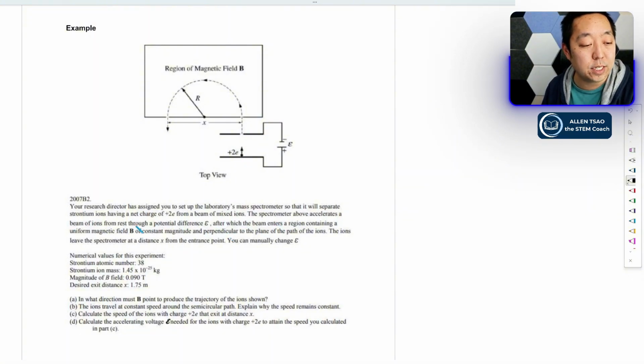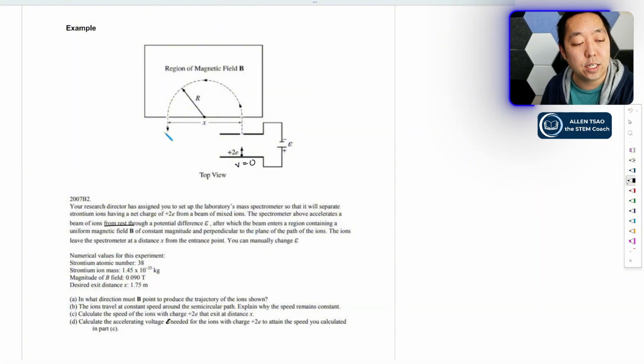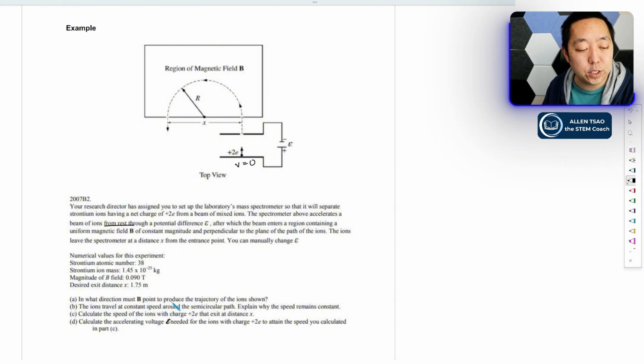The spectrometer accelerates a beam of ions from rest, so the velocity is 0 here, through a potential difference of epsilon, after which the beam enters a region containing a uniform magnetic field B of constant magnitude perpendicular to the plane of the path of the ions. The ions leave the spectrometer at a distance x from the entrance point. You can manually change epsilon. In what direction must B point to produce the trajectory of the ions shown below?